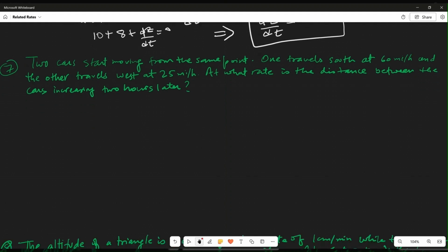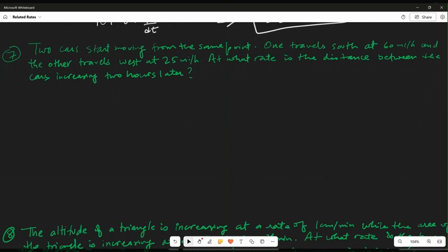Okay, moving on to number 7 now. Two cars start moving from the same point. Okay, suppose both cars are here and start moving from the same point. One travels south, and the other travels west. Let x be the car that travels west at 25 miles per hour.